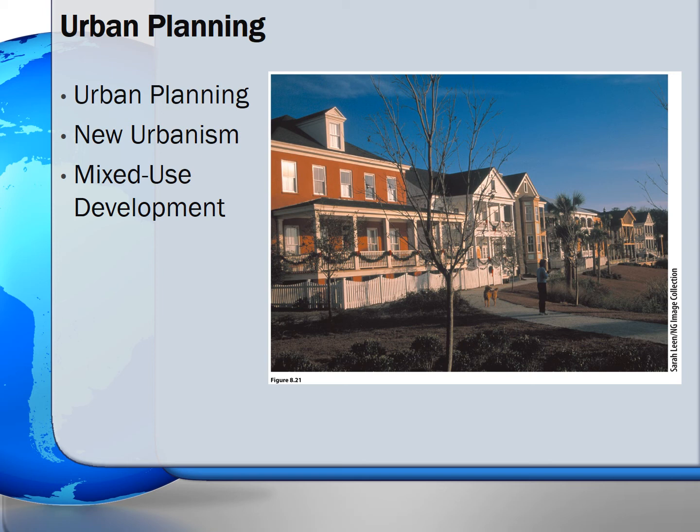The photo shows a new urbanist neighborhood near Charleston, South Carolina. The principles of new urbanism apply across all scales, from the level of the city block to the metropolitan area. Three attributes are emphasized at the neighborhood scale: compactness, walkability, and mixed-use development that incorporates diverse house types and styles.